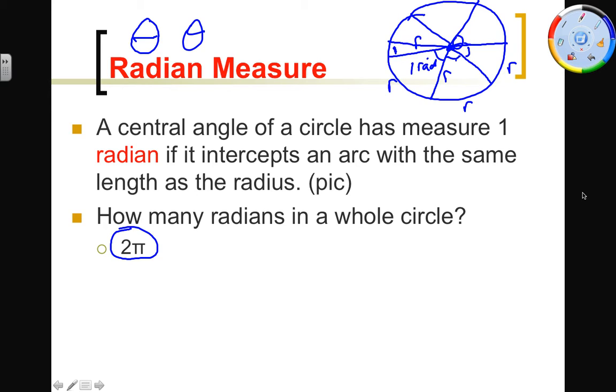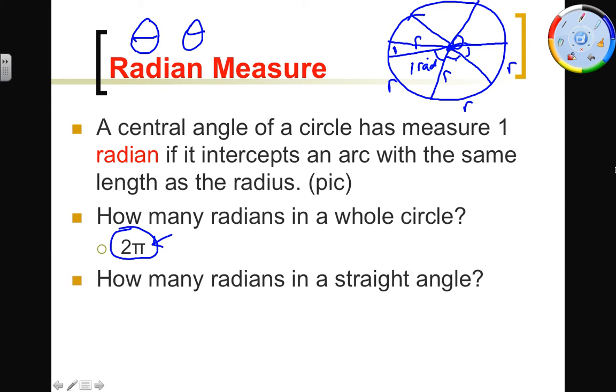I'm just letting that soak in. There are 2 pi radians in a whole circle. So this number pi is so important in the study of radian measures, the study of trigonometry. And something that we will basically use daily for the rest of our time in trigonometry is how many radians are in a straight angle. Well, since a straight angle is half of the circle, I hope it leads you to understand that there are pi radians in a straight angle.